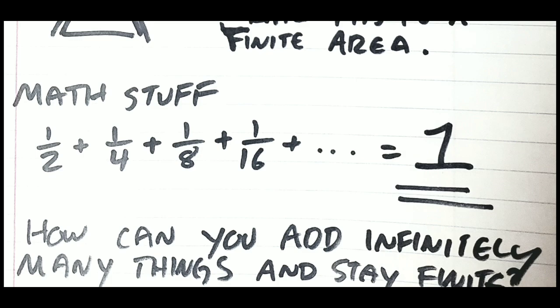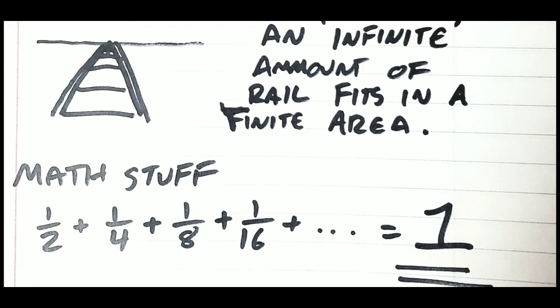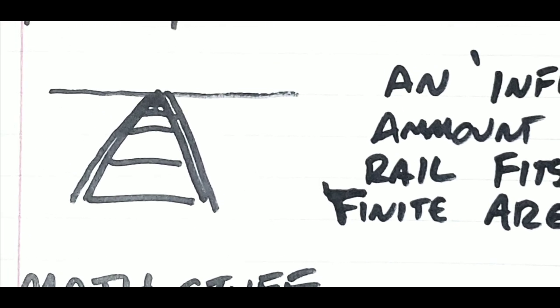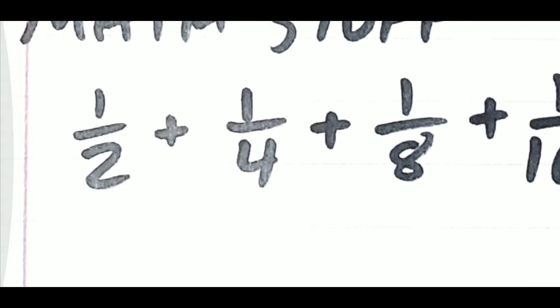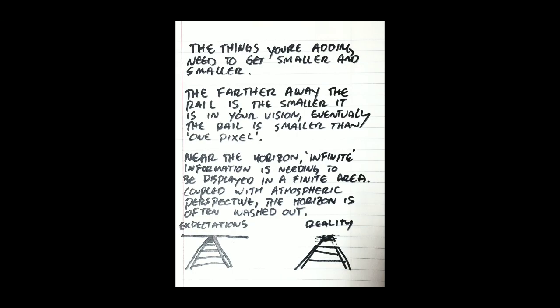Everything tends towards the horizon, but the problem is that you have less and less space to display it. When you're really, really close to the horizon, what's going on here is you still have an infinite amount of rail that you need to be displaying, but you have smaller and smaller area that you can display it in. So again, your eyes don't have infinite zooming capabilities. Your eyes don't have infinite resolution capabilities. So you get some fuzzing where that happens.